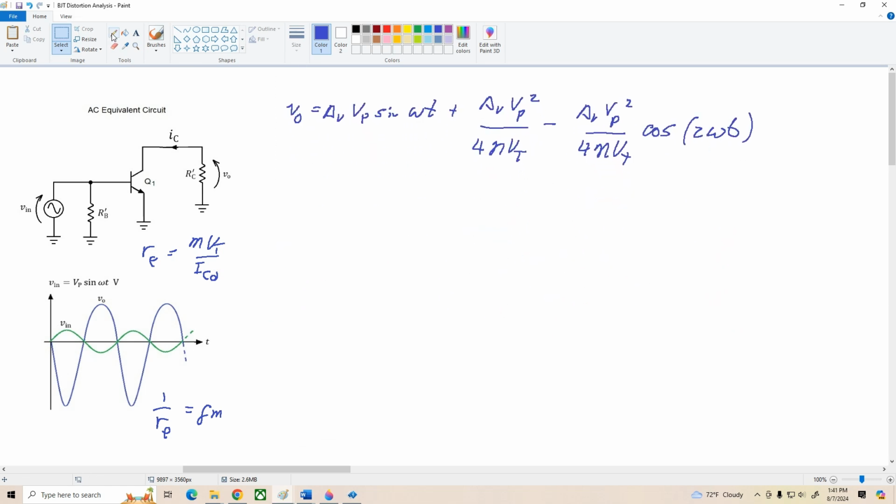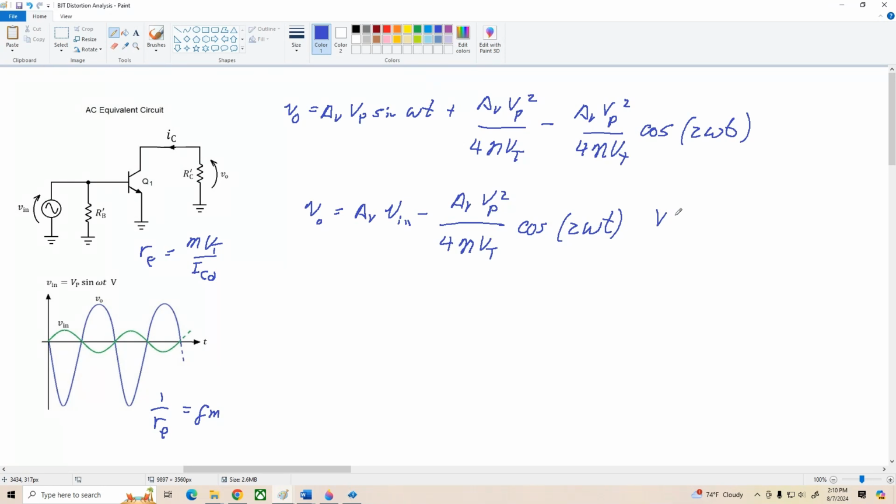And notice that this middle term, AV times Vp squared over 4 eta Vt, is a DC term, so that's going to get blocked by our output coupling cap. And finally, we end up with V out equals AV times, let's just call this V in, minus AV times Vp squared over 4 times eta times Vt times the cosine of 2 omega t volts.